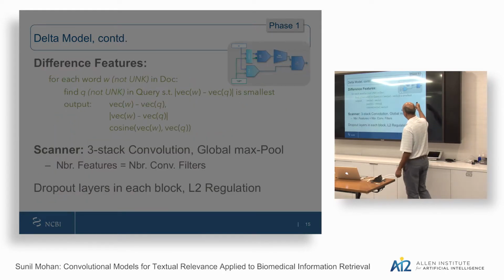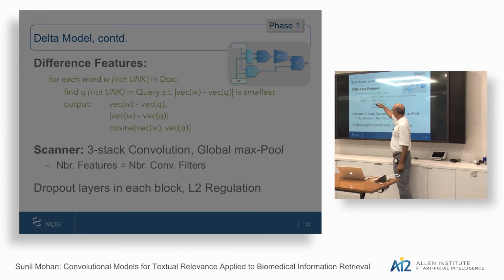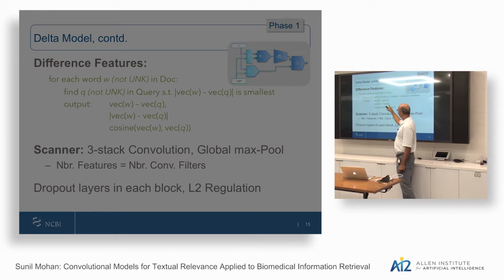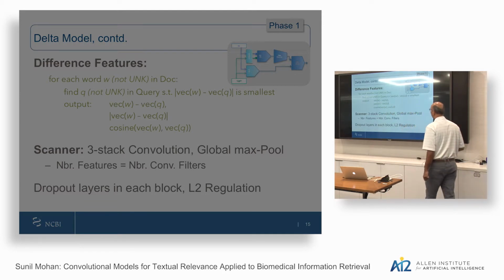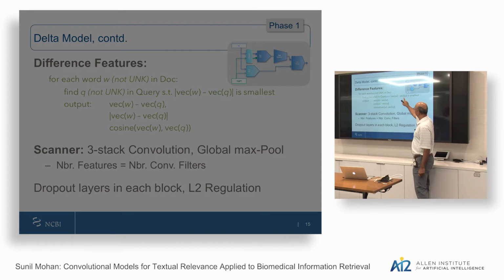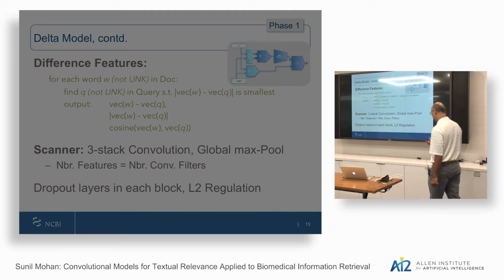So the difference features: instead of computing a pairwise matrix, for each document word, I find the closest query word and then compute three things: a vector difference, the distance, and the cosine. And so the output of this is the same length as the document. The scanner used a 3-stack convolution with global max pooling, and then again there are dropout layers and L2 regularization.